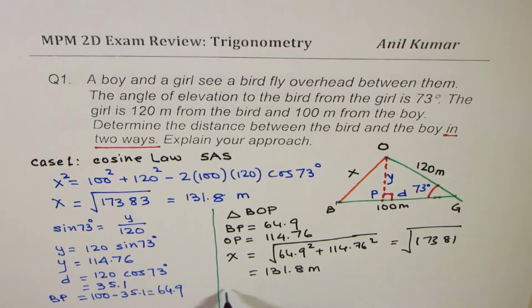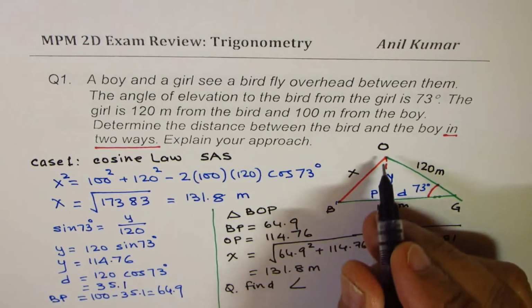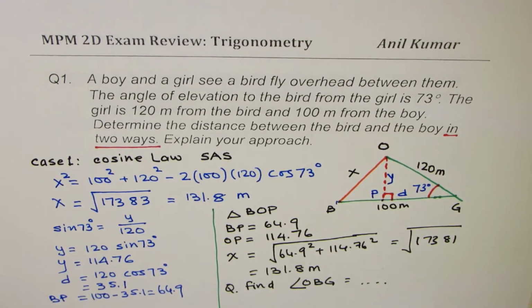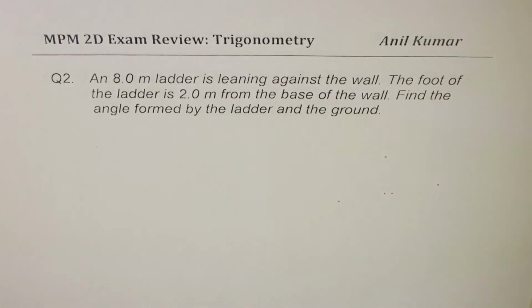Now as an extension, the question for you is to find angle OBG. Okay, so that is the angle which you have to find. Correct? I hope that's absolutely clear. Now let's continue. Let's take up the next question, which is relatively simple.